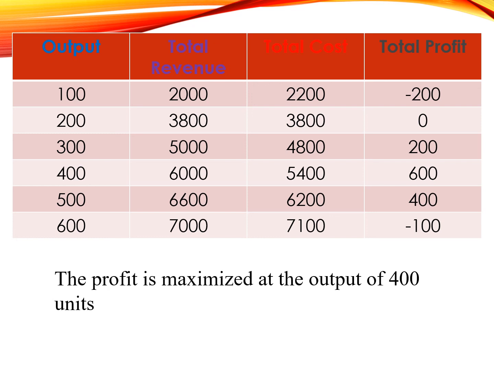As you can see, I am maximizing at the output of 400. This is where my total profit is maximized. So at 400 units, my total revenue is 6,000, my total cost is 5,400, and we have a profit of 600, which you can see is the maximum of all the profits in the profit column.